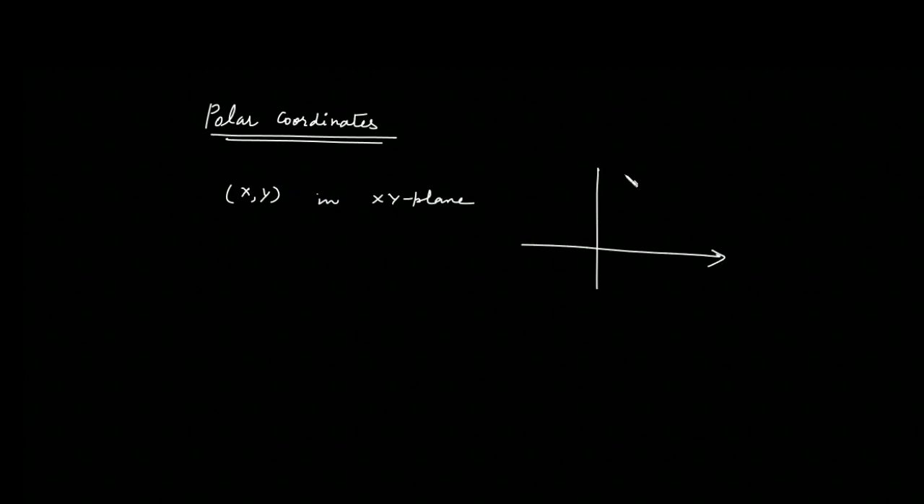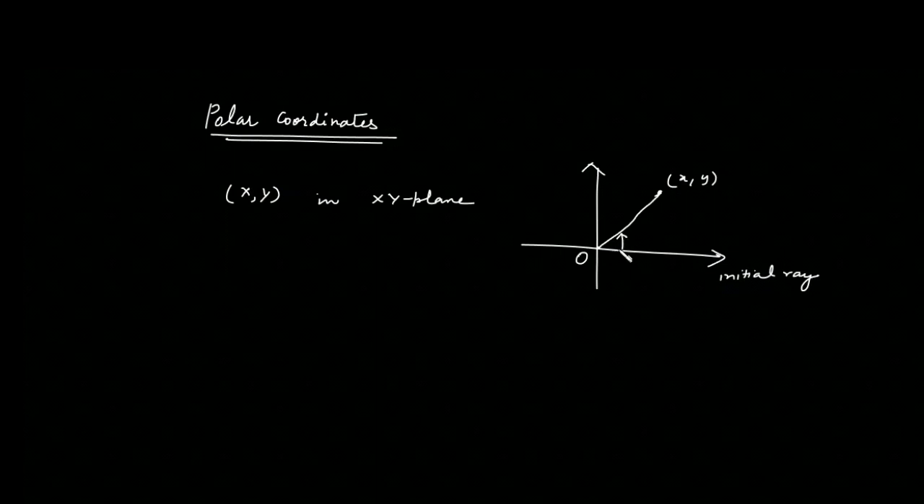Hello everyone, today I am going to explain polar coordinates, the relation between the Cartesian and the polar. So you are having any point x, y in the Cartesian plane, in the xy plane. Let's suppose this point is this one, having the coordinates x and y. Then we can express this point in polar by considering this origin to be a pole and this x-axis as an initial ray.